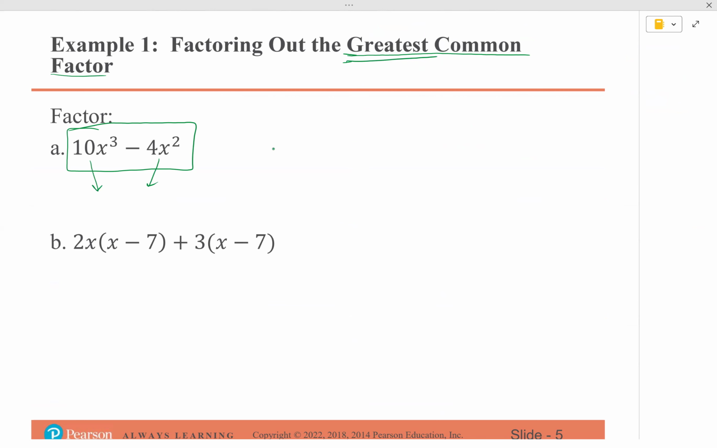What happens if I take an x away? Well, you could do that, but it's in my best interest to take as much as I can out. So I'd say, what divides... greatest common divisor is something that divides into both coefficients. If I look at the coefficients, 10 and negative 4, what's the biggest number that divides into both of those?